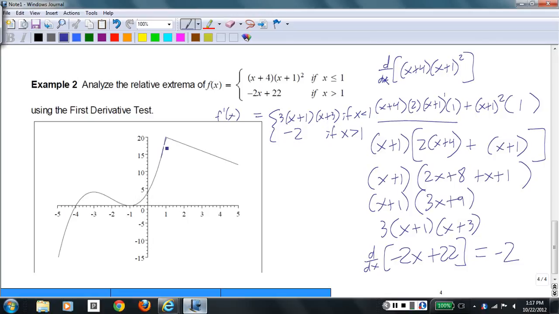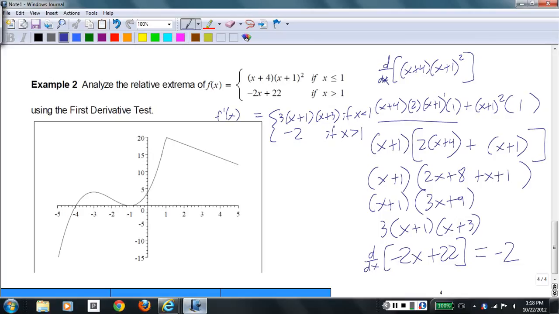So the slope of the tangent line here, m sub tan equals 24, and that's dramatically different from the slope of the tangent line here, m sub tan equals negative 2. There's an abrupt, discontinuous change in the slope of the tangent line from 24 to negative 2, so it results in a point of non-differentiability. It's not smooth.